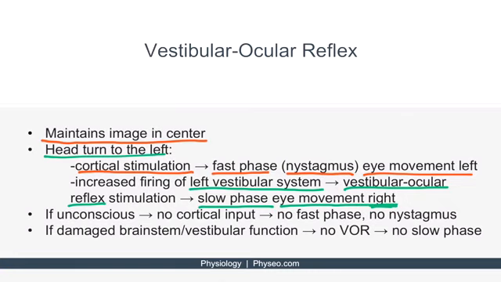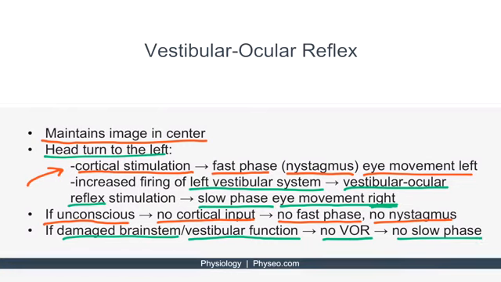So if the patient is unconscious, there will be no cortical input, which means the cortex will not be stimulated, so there will be no fast phase and no nystagmus. And if the brainstem is damaged, then the vestibular system will not function, so there will be no vestibular ocular reflex. So in other words, no slow phase. So let's draw this out.